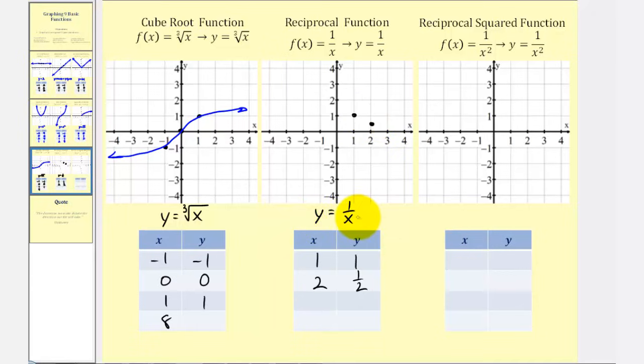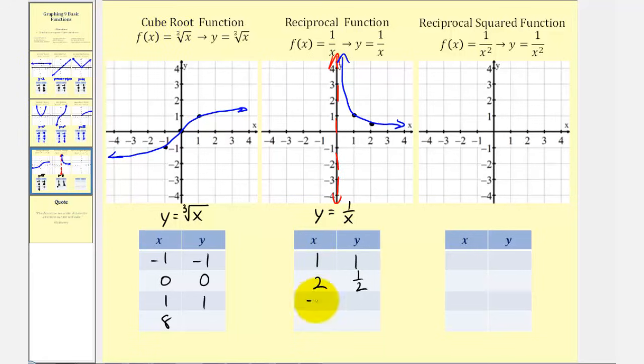And because when x equals 0, we have division by 0, we actually have a vertical asymptote here. So the graph is going to approach the vertical asymptote. It will also approach the x-axis, since as x increases, y approaches 0. So this piece would look like this. We'll have another piece on the other side of the vertical asymptote.